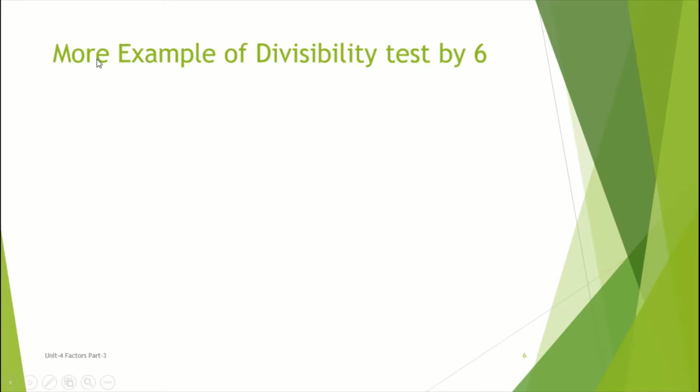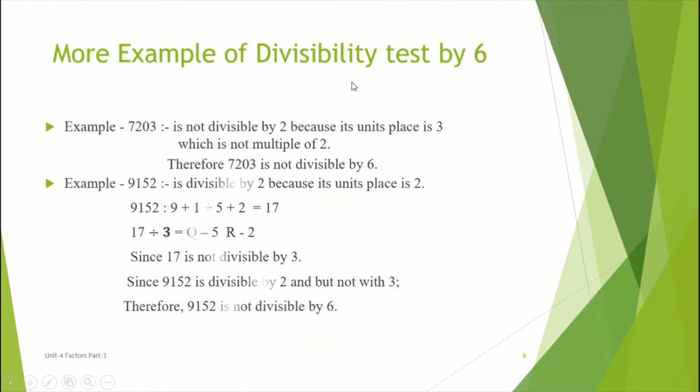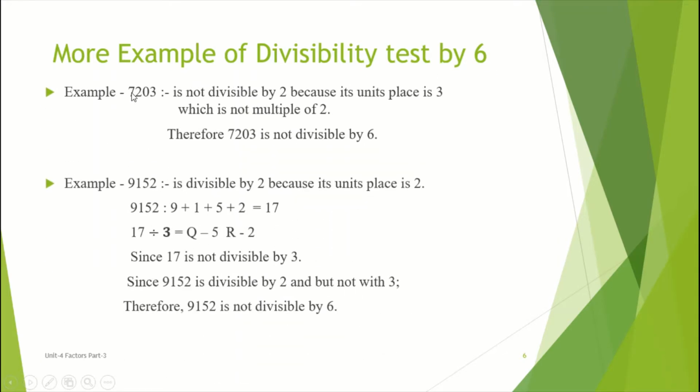Now scholars, we will see a few more examples on the divisibility test by 6. We have an example here, 7203. We have to check whether 7203 is divisible by 6 or not. For that we have to see whether 7203 is divisible by 2 first and then 3. First of all we will check by 2.